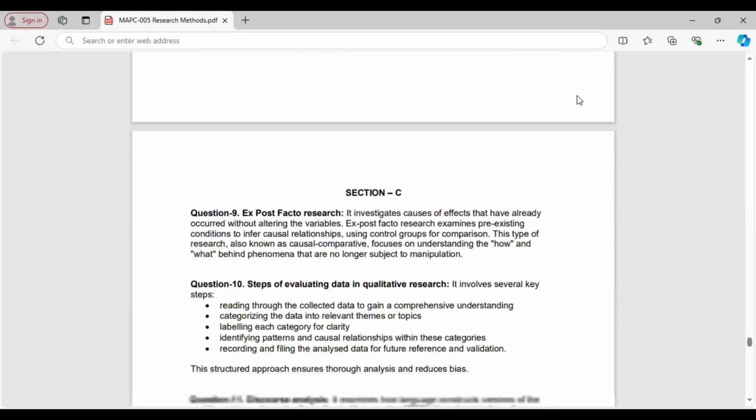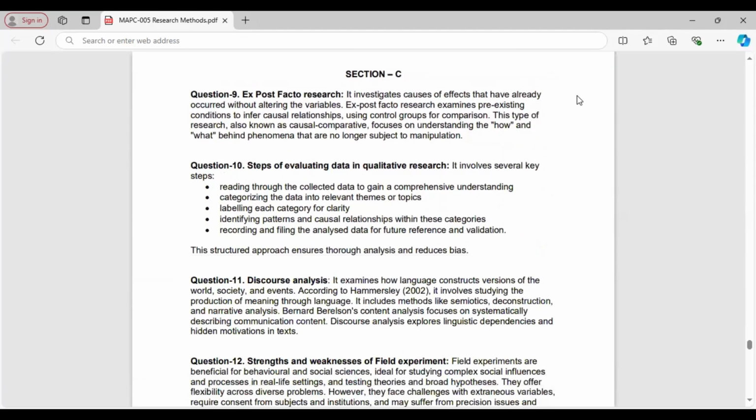Section C, question 9. Ex post facto research. Here you have to describe how it studies pre-existing conditions to understand cause and effect relationships without manipulating variables. And also that it compares groups for understanding past phenomena. Question 10. Steps of evaluating data in qualitative research.